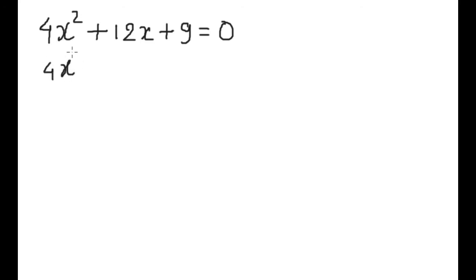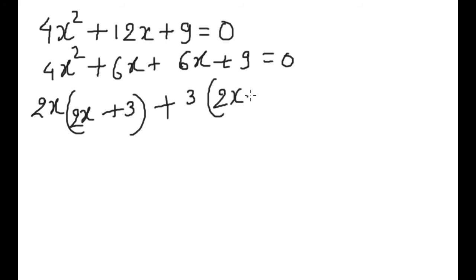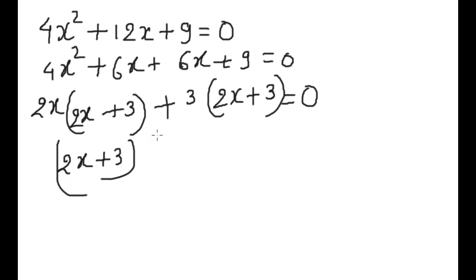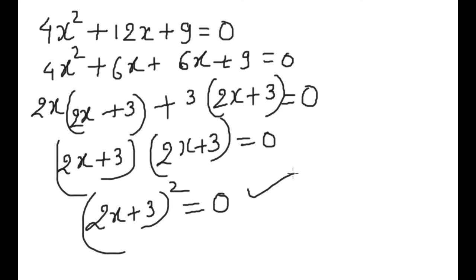4x squared plus 6x plus 6x plus 9 is equal to 0. 2x into 2x plus 3, plus 3 into 2x plus 3 is equal to 0. 2x plus 3 into 2x plus 3 is equal to 0. 2x plus 3 whole square is equal to 0.